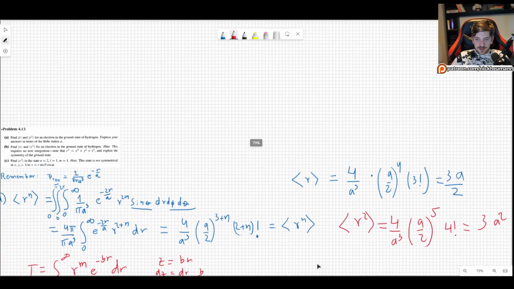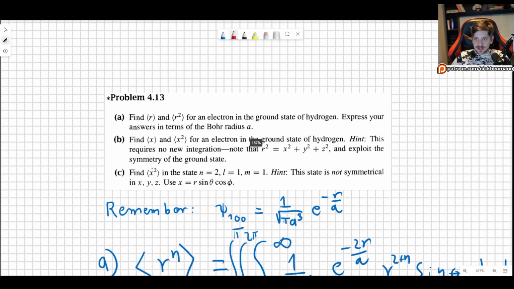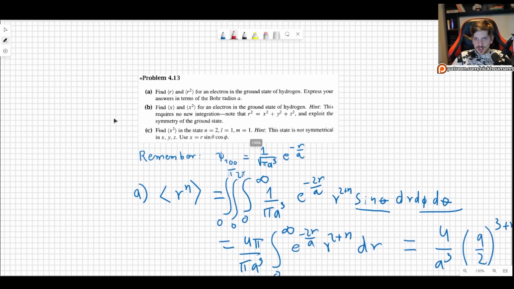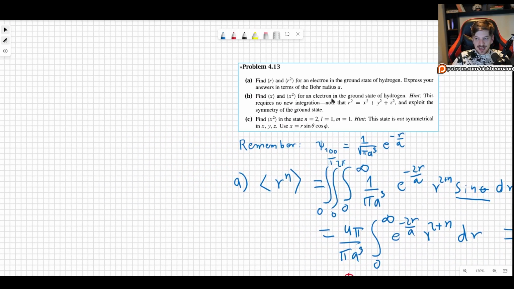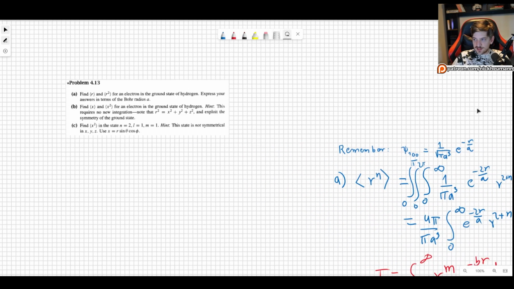Now the next part that we want to do is part B, find the expectation values of x and x squared for an electron in the ground state of hydrogen. Okay, so now there's a few ways to go about it. We're going to try to do this as smartly as possible. So let me perhaps select the wave function and take it with me. So wave function, come with me.